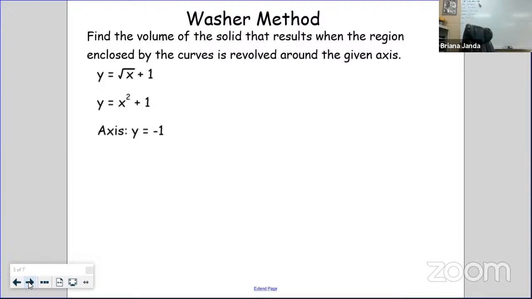You can use your calculator to help you graph these, but you can also use what you know about transformations. This is a square root of x graph moved which direction? Up 1, right? And a parabola moved up 1, but we're revolving around y equals -1. So putting all of that into our picture here, the same functions we saw on the last page, that square root of x but moved up 1, our x squared moved up 1. So we get that same little picture there, but our axis of revolution is down here at y equals -1. So that's what we're going to revolve around.